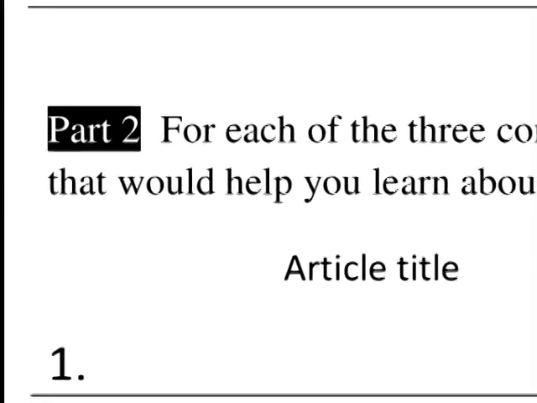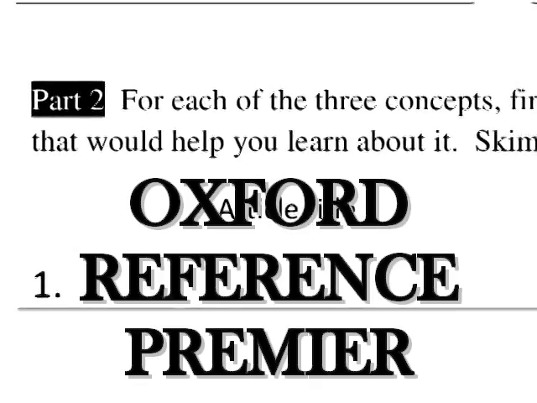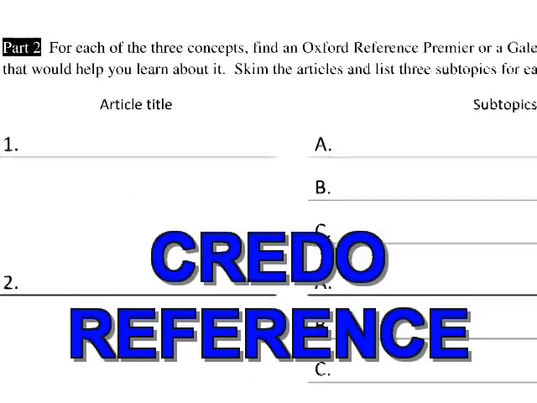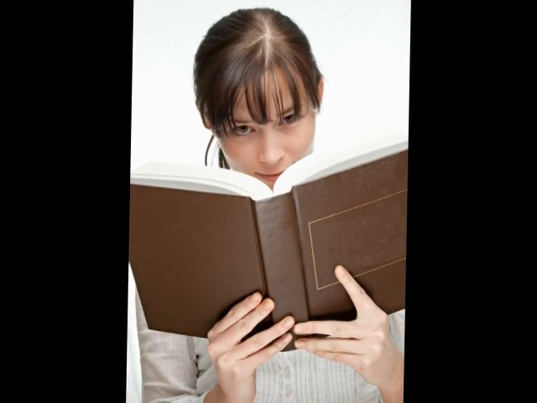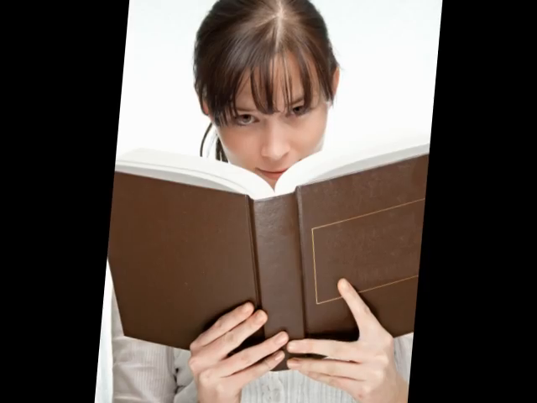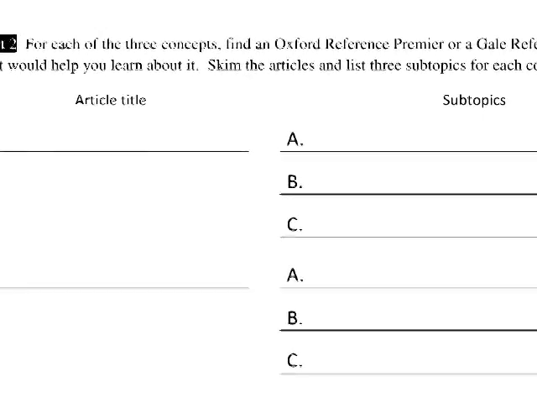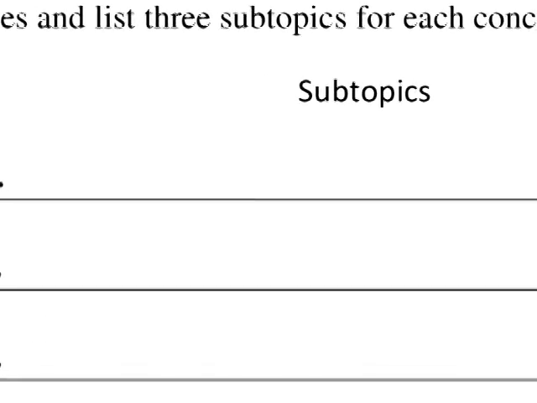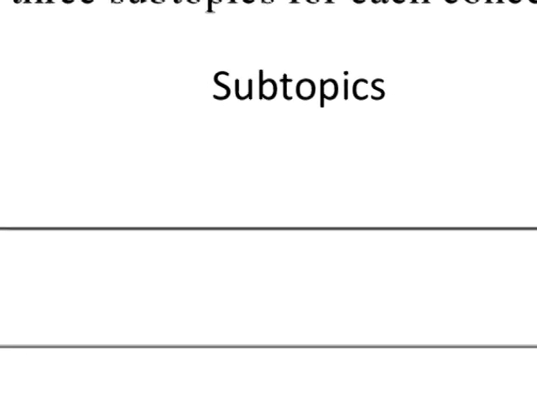For part 2, you will find an article in either Oxford Reference Premier or Credo Reference for each of these concepts. Skim the articles and find what subtopics fall under that concept. For any given concept, there will be a number of subtopics or smaller ideas that you could write about. A well-written concept paper will do a good job of addressing several of these subtopics.